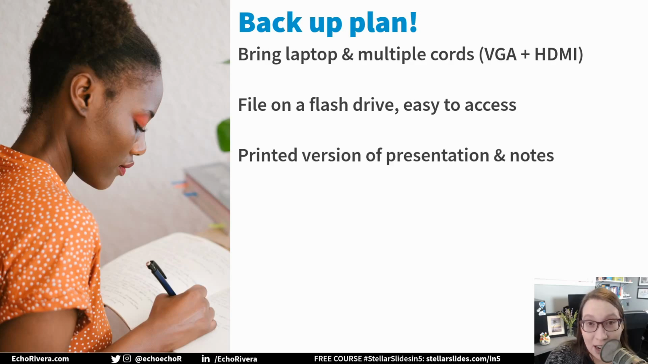It does not hurt to have a printed version of all of your notes for your presentation, even though they're in the PowerPoint file. Sometimes just having it on paper can be really helpful. Again, maybe you won't have a second monitor to look at presenter view. Then you'll have your notes printed out, no problem.